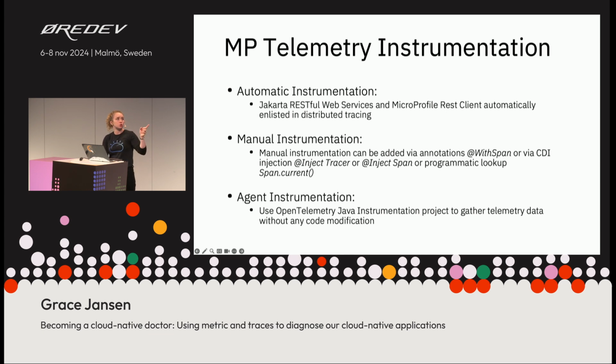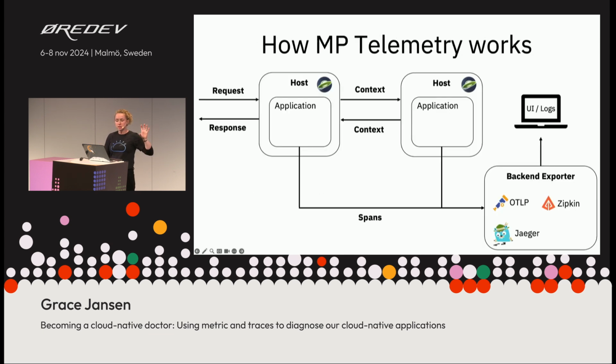And then the last one is agent instrumentation. So that's being able to use the OpenTelemetry Java instrumentation project to, again, gather that telemetry data. And again, the nice thing is no code modifications needed, which is really cool. The way it works is a bit like this. So this is how it's going to be for the demo application I'm going to hopefully show.